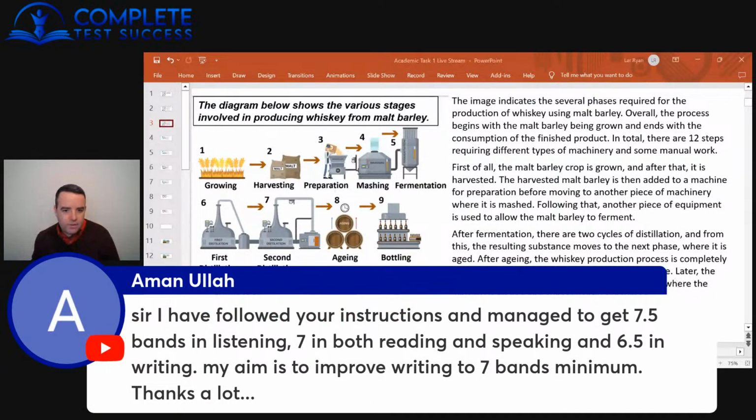Aman: Sir, I followed your instructions and managed to get 7.5 band in listening. Good. 7 in reading and speaking. Fantastic. And 6.5 in writing. My aim is to improve writing to 7 bands minimum. Yep, that's good. So you're very, very close.